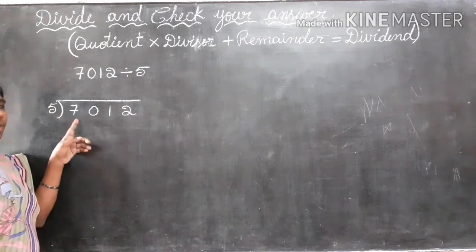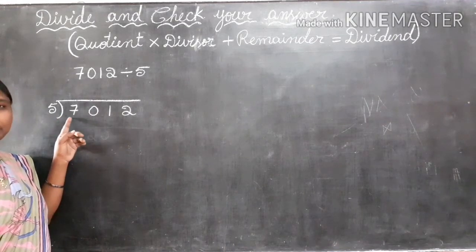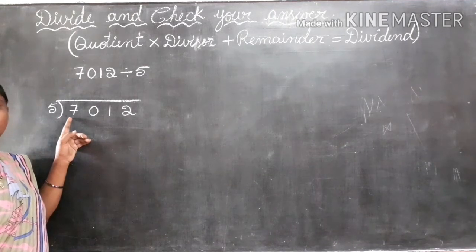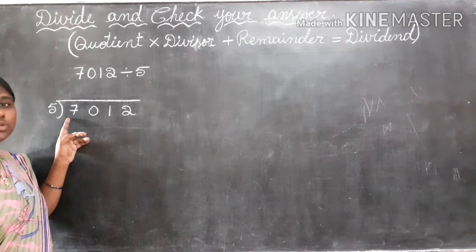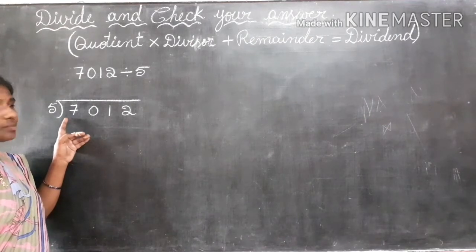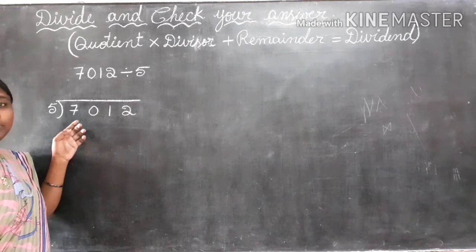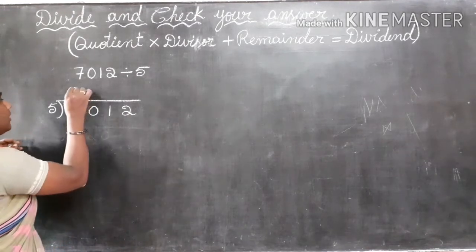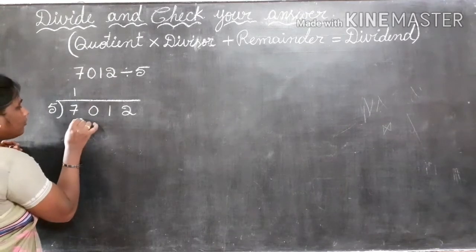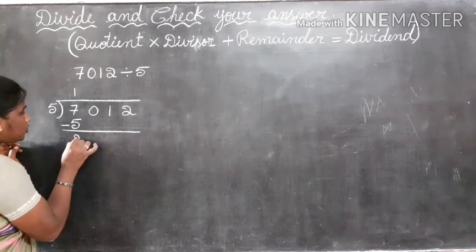7012. Here 5, here 7. 5 times 7, where it will come we have to check. 5 ones are 5, 5 twos are 10. But 10 is more than 7, so we are not taking 10. So we have to take 5 ones are 5. 7 minus 5, 2.